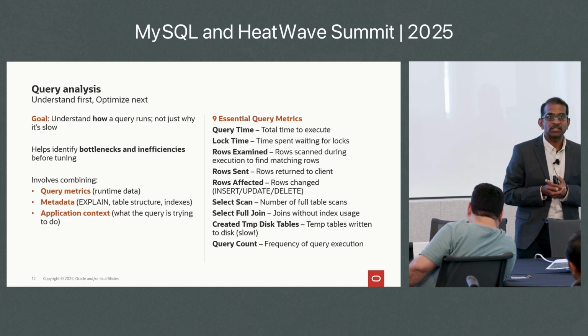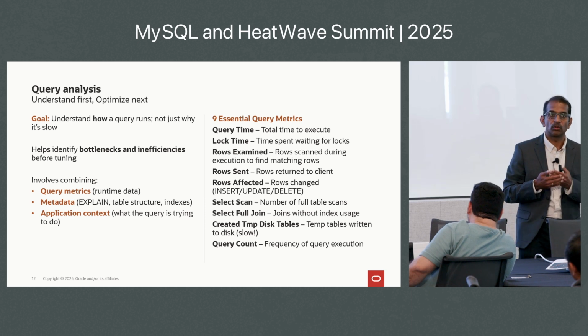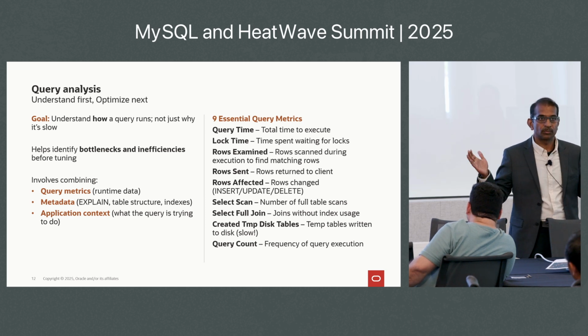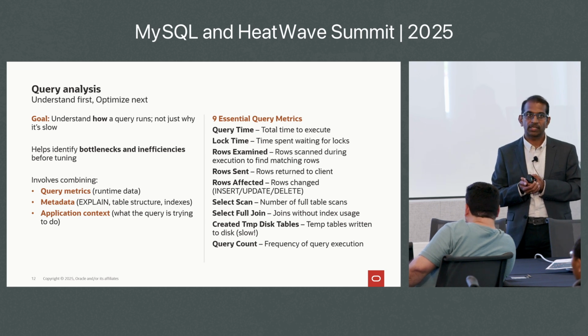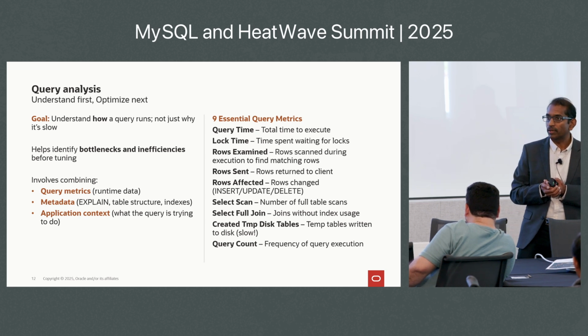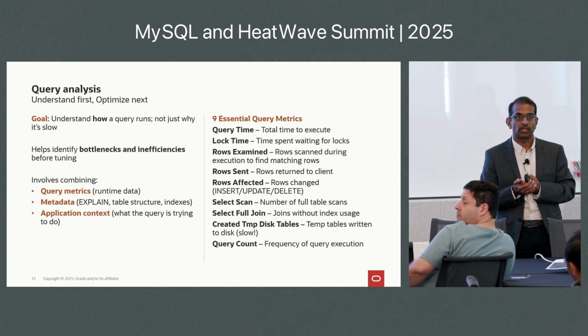Select scan basically deals with full table scans. Essentially, you don't have an index and you end up scanning the entire rows within that table, which is what you do when you talk about full table scans. And select full join is where you have a join with no index. So that's the metric that you would look at.